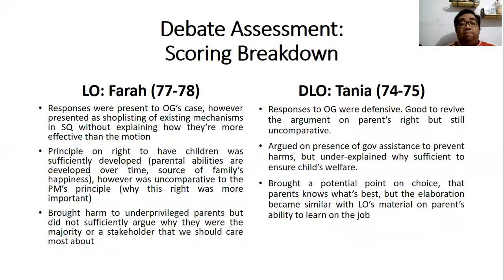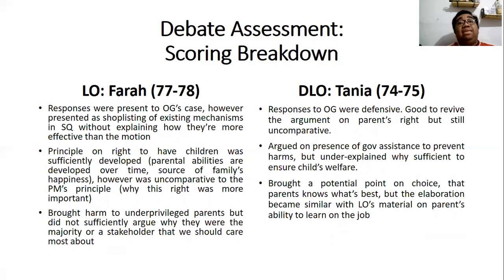Next, for the opening opposition. So we gave Leader of Opposition 77 to 78 and the Deputy Leader of Opposition 74 to 75. So we gave Leader of Opposition 77 to 78. So we felt that the Leader of Opposition did provide responses to opening government's case.